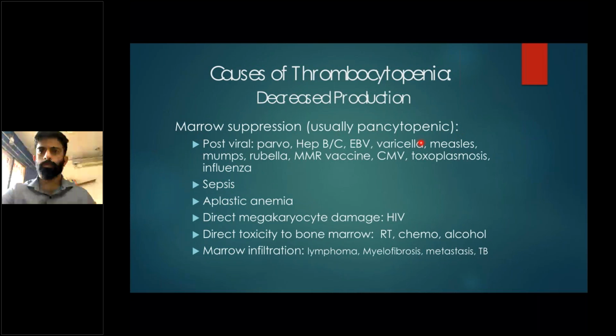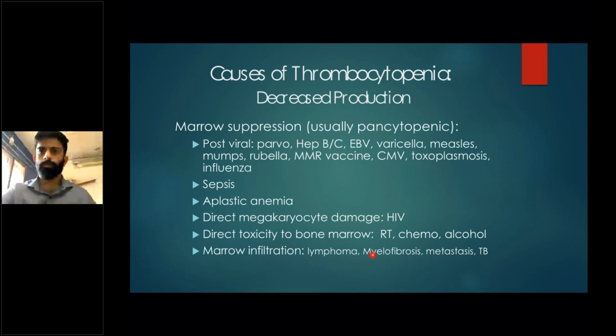It's common, it's usually pancytopenic, it's post-viral: parvovirus, hepatitis B or C virus, Epstein-Barr virus, varicella, measles, mumps, rubella, MMR vaccine itself, CMV, cytomegalovirus, toxoplasmosis, influenza. And now even COVID-19 is added to this particular list of causes of thrombocytopenia. Although it's not so evident in COVID-19, it can be seen. Then you have sepsis, aplastic anemia, direct megakaryocyte damage in case of HIV, direct toxicity to bone marrow like radiotherapy, chemotherapy, excess doses of alcohol, marrow infiltration, lymphoma, myelofibrosis, metastasis, and TB.